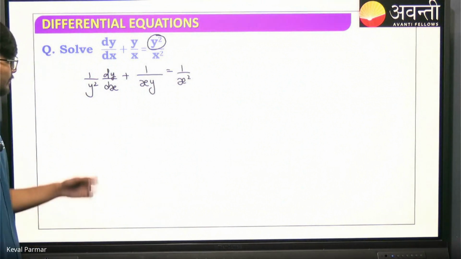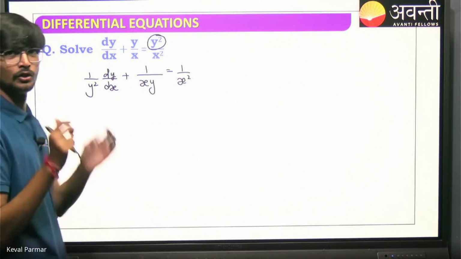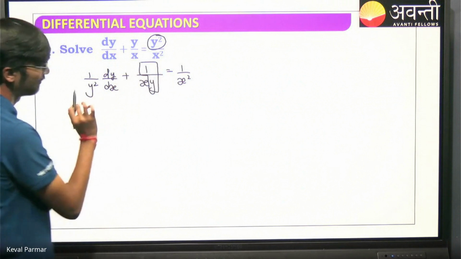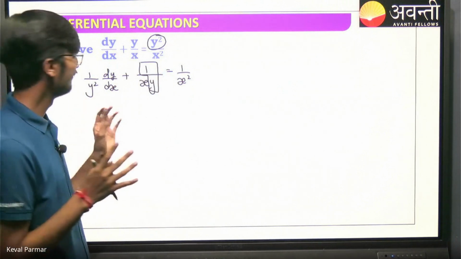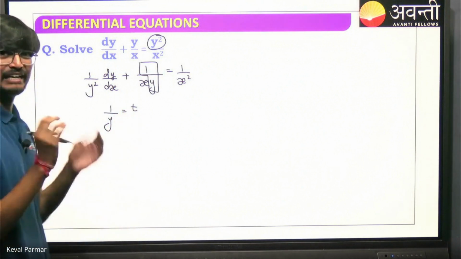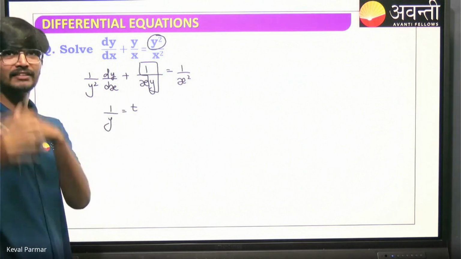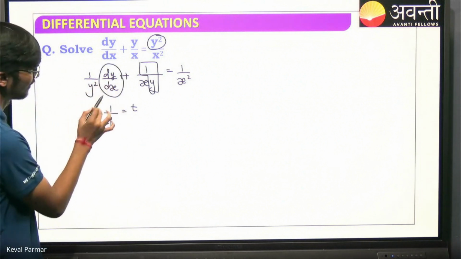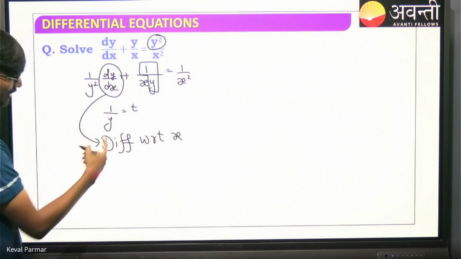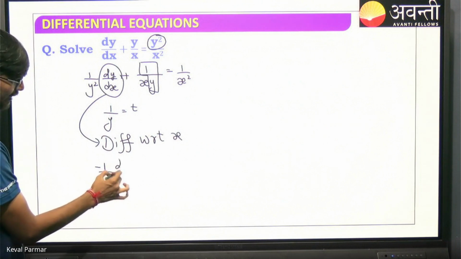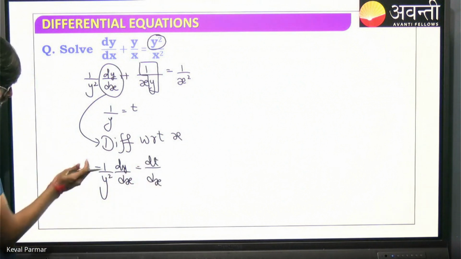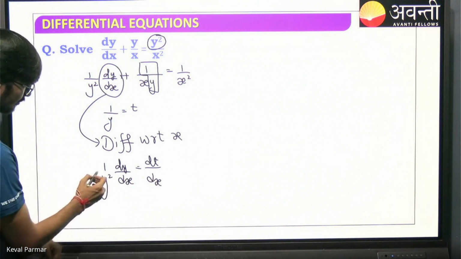What was the second step? Second step was to substitute. What will we substitute? See, whatever y is left, we'll substitute that as t. We'll use t, v generally we don't use. So we'll use 1 by y equals t. Now, if I differentiate with respect to x, why with respect to x? Because I want dy by dx. So what is the derivative of 1 upon y? Minus 1 upon y square dy by dx is equal to dt by dx. So if minus was not here, I can easily write minus here.